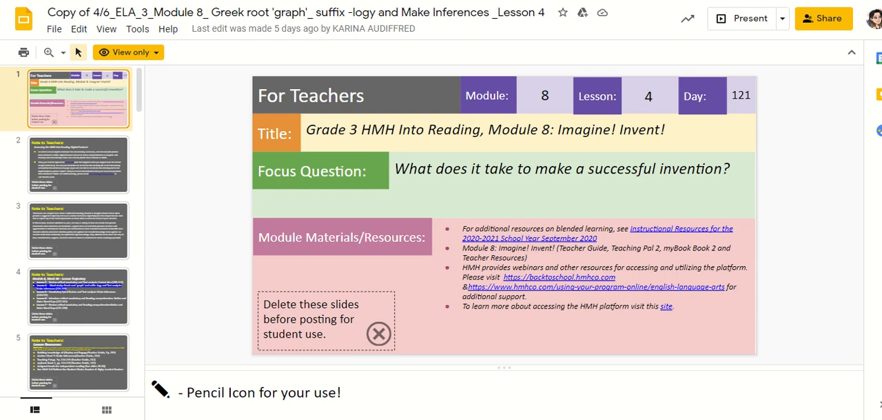Our focus question for this module is, what does it take to make a successful invention? So even when we're going over vocabulary strategy, and other skills and strategies, you should always keep the focus question in mind because everything always comes back to the focus question, which is what does it take to make a successful invention?